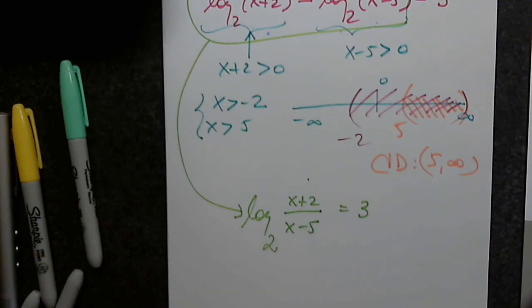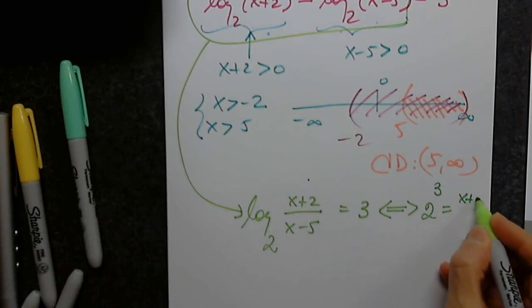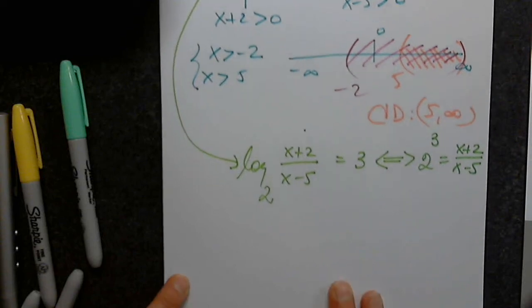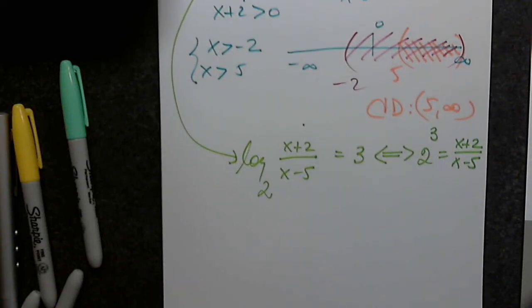Very good. How did we decide to put a ratio and not a product? Because it's a difference. Exactly. Very good. So now I'm ready to change this into an exponential equation. Where do I start? The base raised to, yes, equals? Yes. Awesome. So then 2 to the third equals x plus 2 over x minus 5. Very good. Well done.